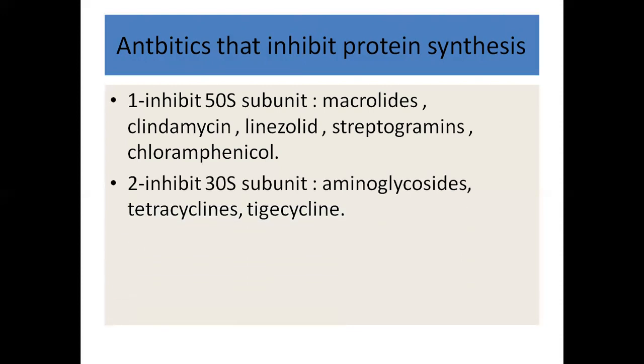Number two, those that inhibit the 30S ribosomal subunit are the aminoglycosides, tetracycline, and tigecycline.